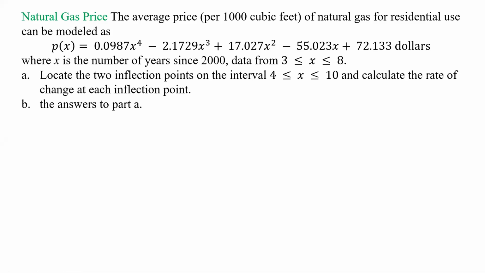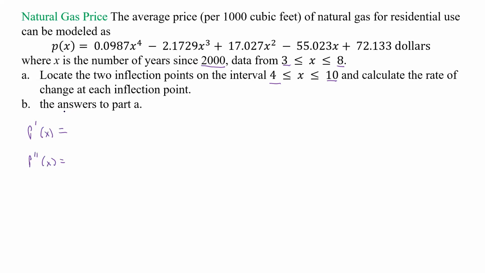All right, so here again we have natural gas price. This is the average price per 1,000 cubic feet of natural gas for residential use, and it's modeled with this quartic function. So there are a lot more terms here. x is the number of years since 2000, and we want to look between 2003 and 2008, but the inflection points we want to look for between 2004 and 2010. So we'll follow what they ask, and then we want to find the inflection points and the rate of change. So basically, we're going to have to find our first derivative and our second derivative of p. Okay, so we multiply that out.